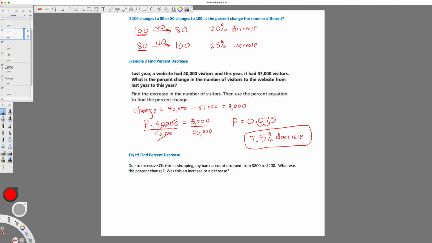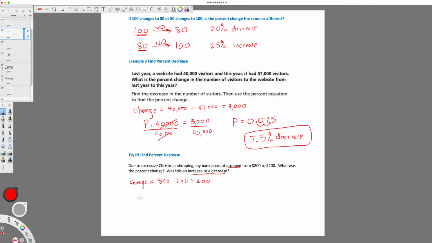So let's do another quick little sample here. Due to excessive Christmas shopping, my bank account dropped from $800 to $200. What was the percent change? Is this an increase or a decrease? This should be a brutally obvious question because I said it dropped. It's going down. It's a decrease. So step through it. First thing, find out what was the change. Well, it went from 800 to 200. So it changed by 600.